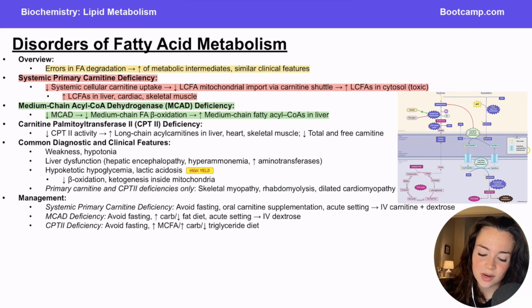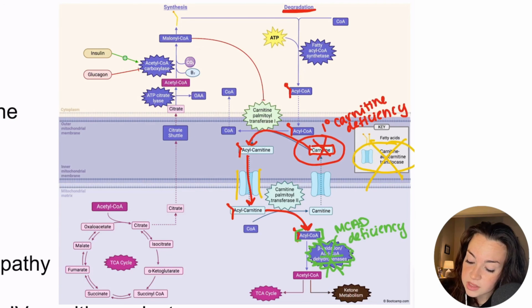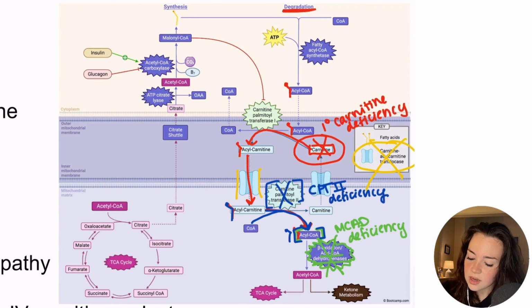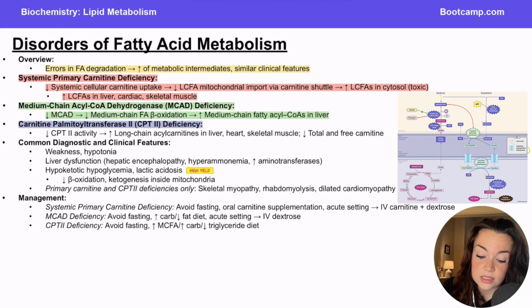And then the last disorder we'll talk about is called carnitine palmitoyltransferase 2 deficiency, or CPT2 deficiency. CPT2 was in charge of actually transferring that acyl group off of the acyl carnitine back onto CoA to reform the acyl CoA that could undergo that beta oxidation. In a CPT2 deficiency, that step is not functional. So we can't unload these acyl groups off of the acyl carnitines. We get a buildup of these acyl carnitines. And again, this is going to be specific to long-chain acyl carnitines because only long-chain fatty acids require the carnitine shuttle to get into the mitochondrial matrix.